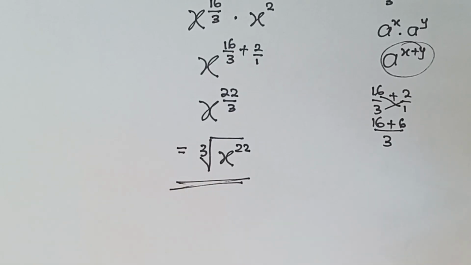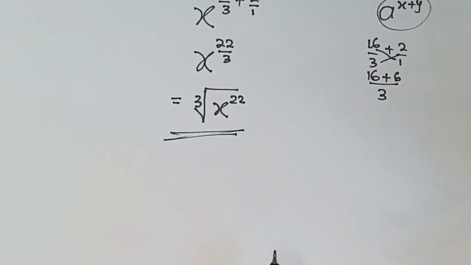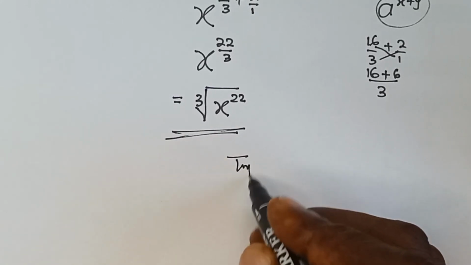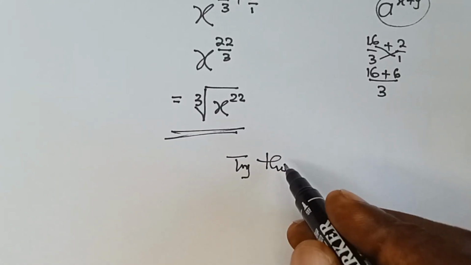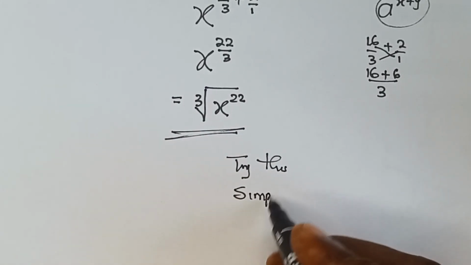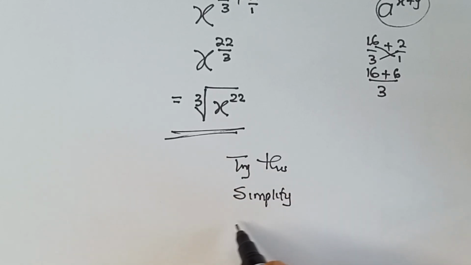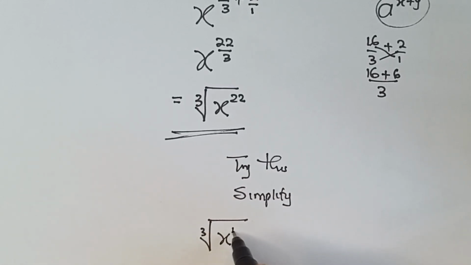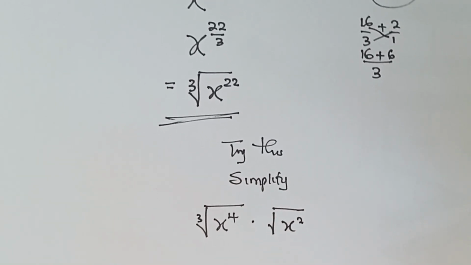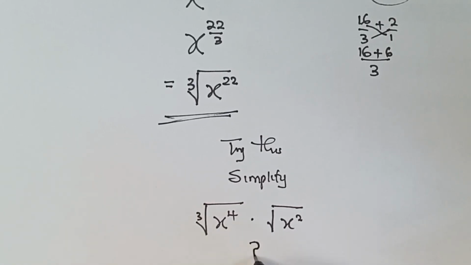All right, so let us try this. Let me give you a similar question to try. Let's simplify the cube root of x raised to power 4 multiplied by the square root of x raised to power 2. Okay, all right, so let's try this and drop our answers in the comment section.